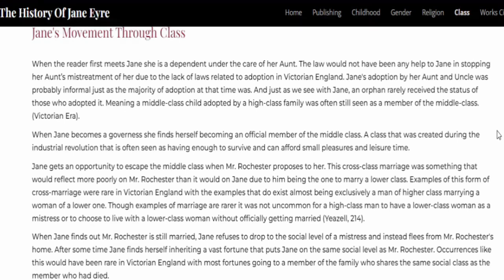Jane then also becomes a governess, which means she's becoming an official member of the middle class, but she could also escape that. She is given a chance to escape the middle class when Mr. Rochester proposes to her, which I found out isn't the craziest thing in the world. If a guy wanted to marry someone from a lower class, they pretty much could. It was kind of given the side eye, but at the same time they weren't stopped, and they were allowed to do that. What would have been very controversial and made people very upset was if a woman of the high class wanted to marry a guy of a lower class. That was seen as just not able to happen and almost never did.